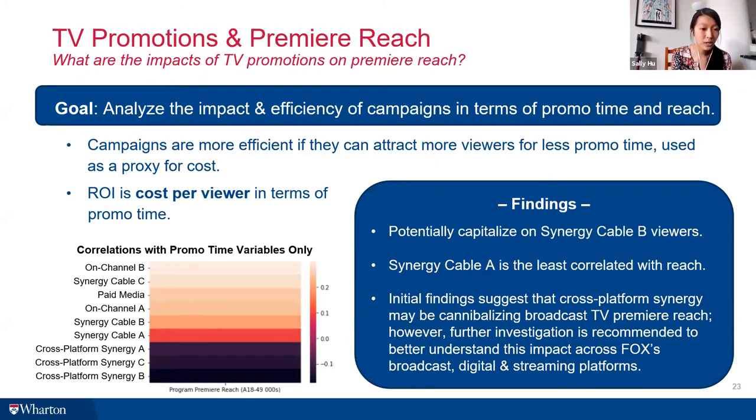In the lower left-hand side, those are the correlations of what we found. We found that maybe we could potentially capitalize on Synergy Cable B viewers. Synergy Cable A is the least correlated with reach, which means that advertising on that channel maybe isn't the most effective in reaching the most number of people. And then you can see the black bits, the cross-platform synergies. We found that maybe those could be cannibalizing broadcast TV premiere reach, but given the limitations of our data, we can't draw any conclusive conclusions with this, but that was just something to analyze further.